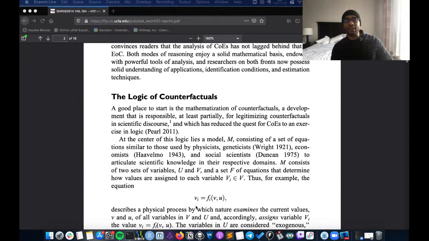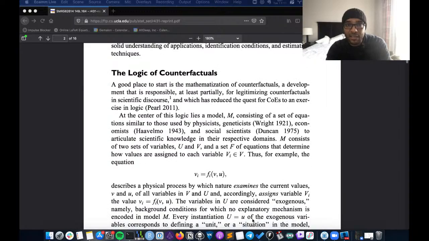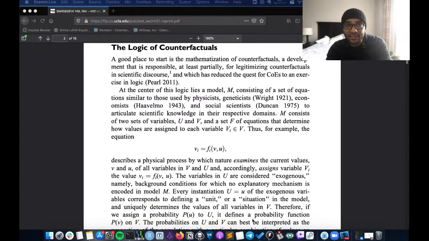The logic of counterfactuals, good place to start, is the mathematization of counterfactuals, a development that is responsible, at least partially, for legitimizing counterfactuals in scientific discourse, and which has reduced the quest for causative effects to an exercise in logic. At the center of this logic lies the model, consisting of a set of equations similar to those used by physicists, geneticists, economists, and social scientists.